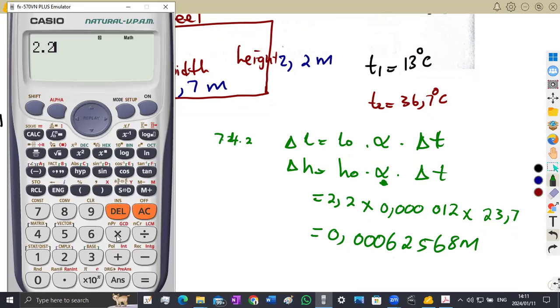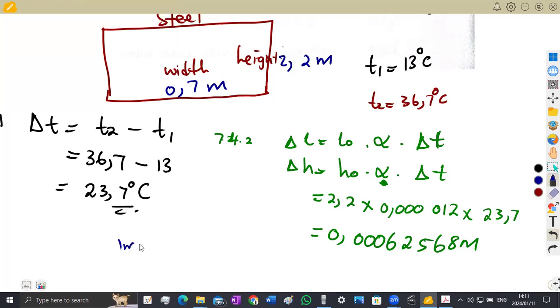So this is it, 2,2 times 0.000012 like this times 23.7. So this is the decimal that we're getting, and it is in meters. And how do we convert to millimeters? Remember, 1 meter is equal to how many millimeters? 1,000 millimeters. So we have to multiply by 1,000 to go back to the millimeters.